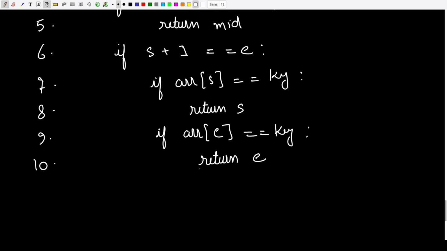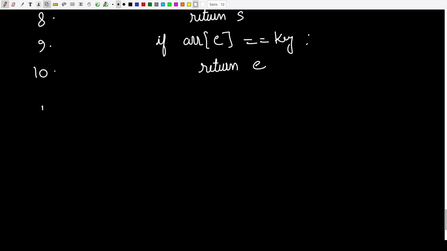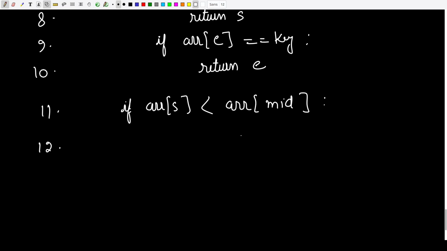Otherwise, we will apply the binary search logic we have discussed, which is: first let us check which part of the array is sorted. So if the first part of the array is sorted, then ARR start will be less than ARR mid. Now if the first part of the array is sorted, let us check whether key belongs in the first part of the array or not.